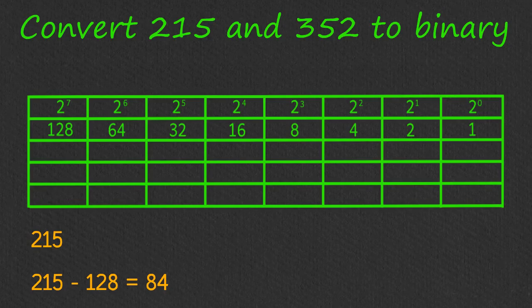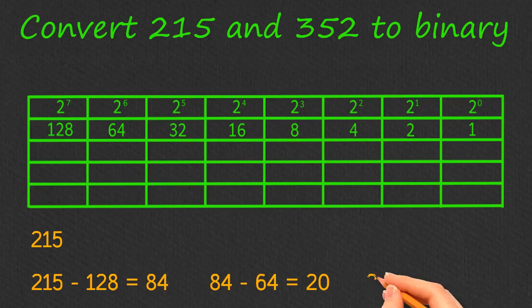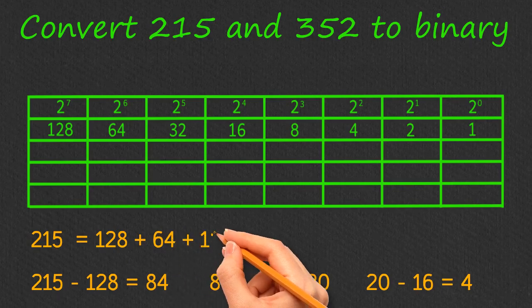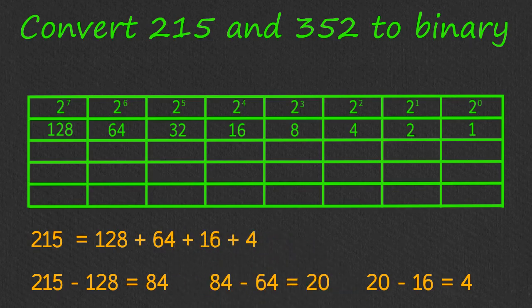The next place value is 64. This is smaller than our remainder of 84, so we can use it. 84 minus 64 is 20. Now, 32 is too much for 20, but 16 isn't. And the remainder after taking 16 from 20 is 4. Therefore, 215 is equal to 128 plus 64 plus 16 plus 4. Let us place this into our place value table.